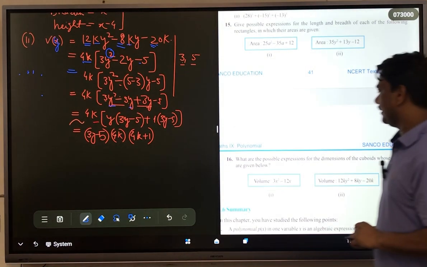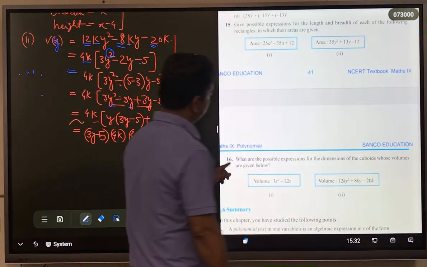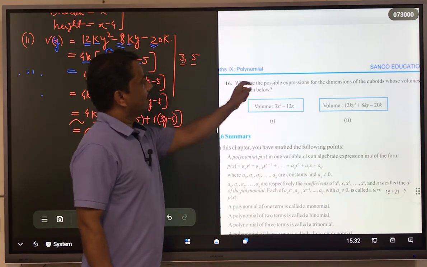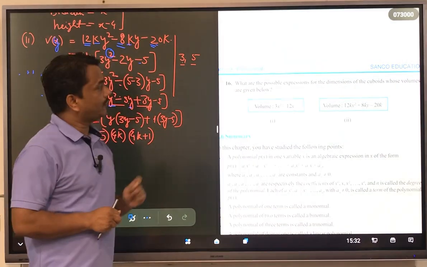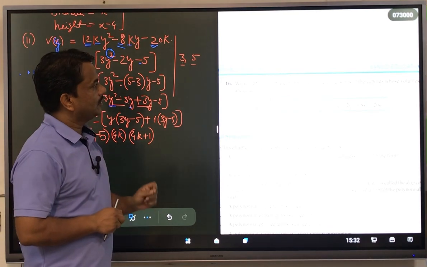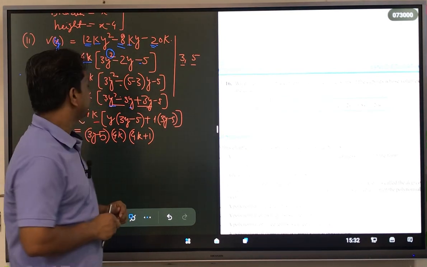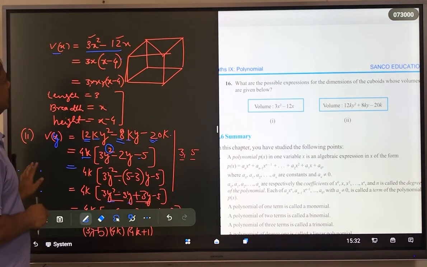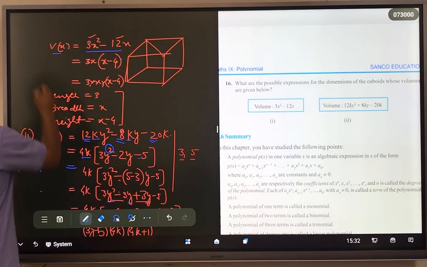Like that, in question number 16 you will see what it says: what are the possible expressions for the dimensions of cubes whose volumes are given? So we have done these questions here. Look at that. The first question, here is solution 1.